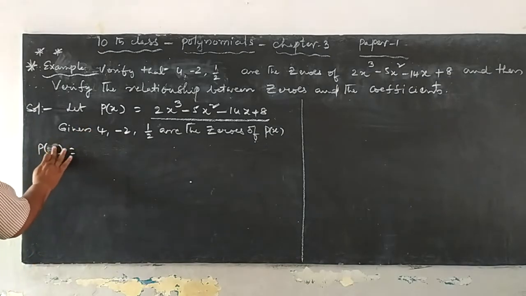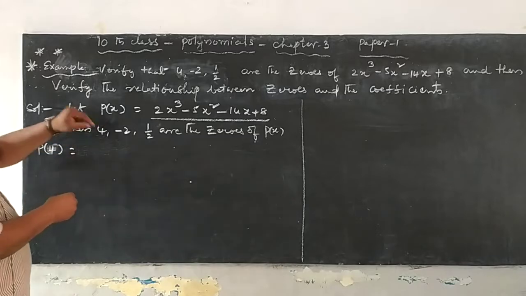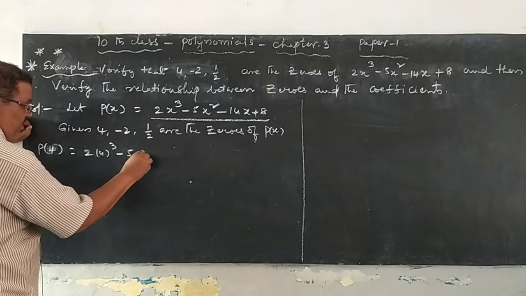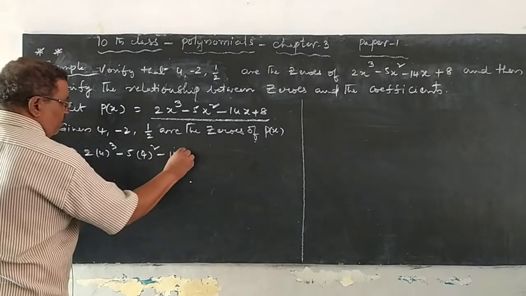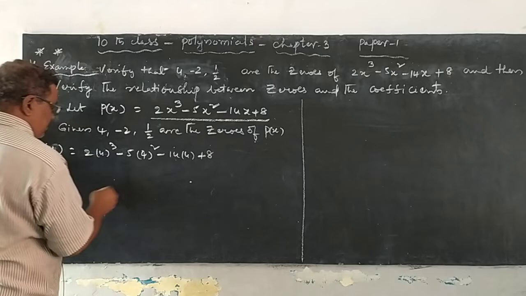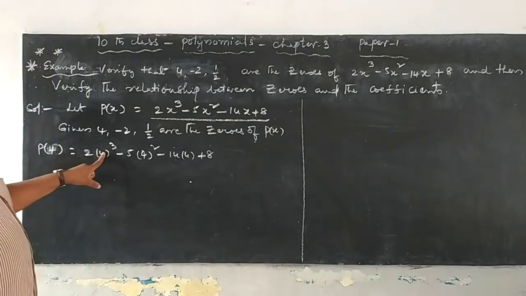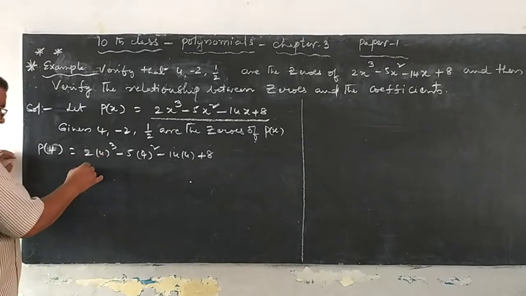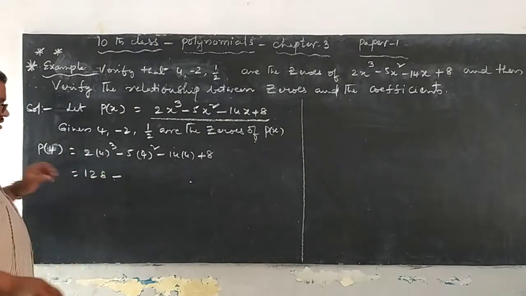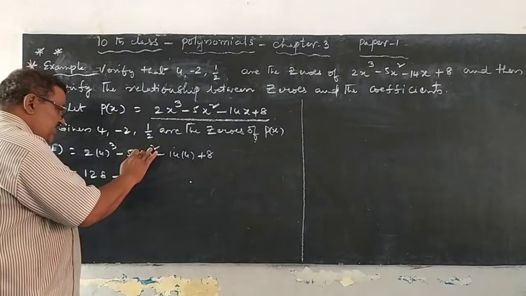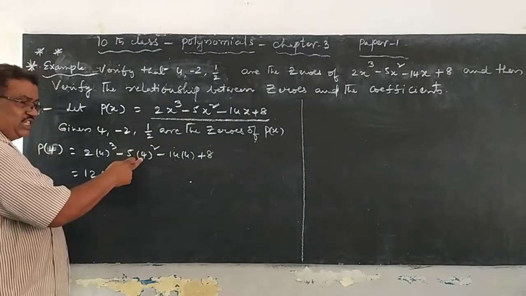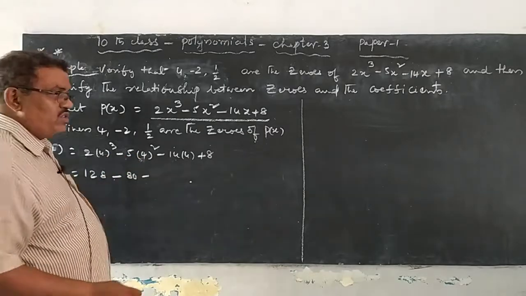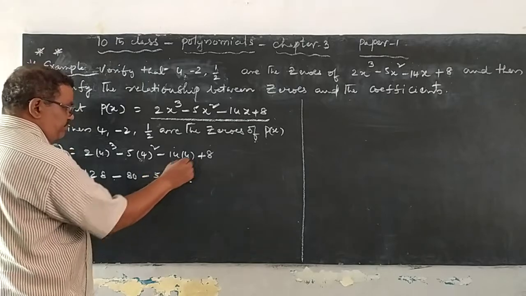Find p of 4 one time. 2 into 4 cube minus 5 into 4 squared minus 14 into 4 plus 8. 4 cube value you know, that is 4 into 4 into 4, that is 64. 64 twos are 128, minus 4 square value is 16. 16 fives are 80. 14 fours are 56, plus 8.